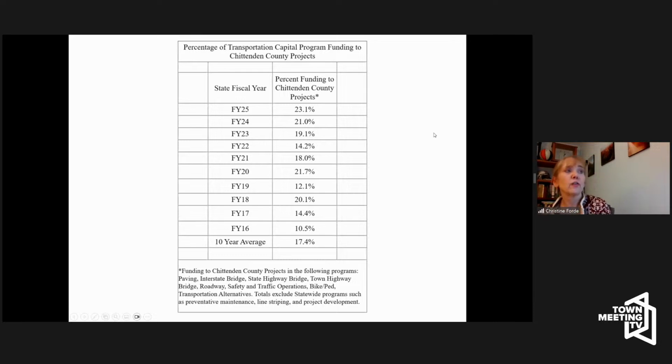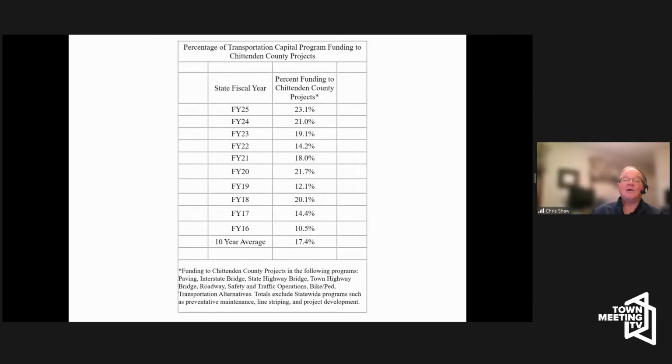And this chart just gives the percentage of funding to Chittenden County from the capital program. So important to note that this chart is a subsection of the capital program. It's just taking projects from those categories that were listed in the table and comparing, because this capital program is funding DMV, is funding a lot of other things, transportation buildings, a lot of other things. So those are not included in this total. These are just simply the same thing. So it's an apples to apples. 10-year average here, 17.4%.